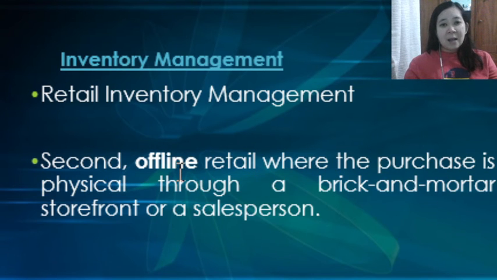The second type of retail is offline. Here, the purchase takes place in a physical store through a salesperson. This is our traditional type of retail, which existed before the pandemic and still exists today. So these are the two types. Basically, all types of business, if they are able to, can have both types of retail.